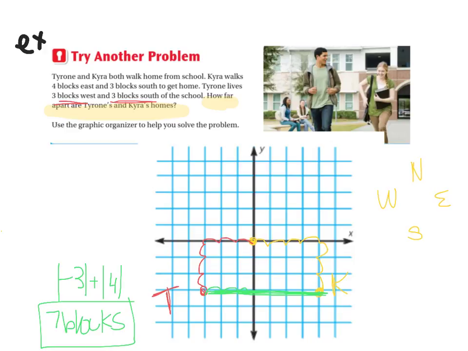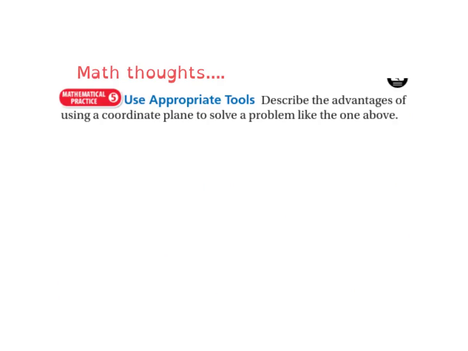And I can just see, when I look at this, I can count it. 1, 2, 3, 4, 5, 6, 7 blocks apart. And that is how we would solve the problem. And they do need to go on a date because they're only 7 blocks away from each other.